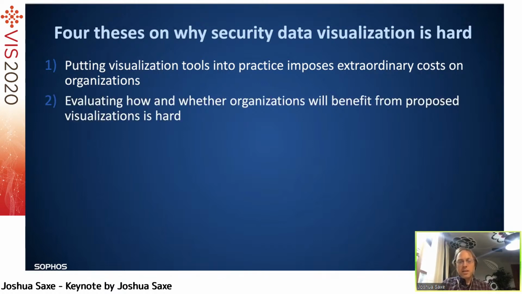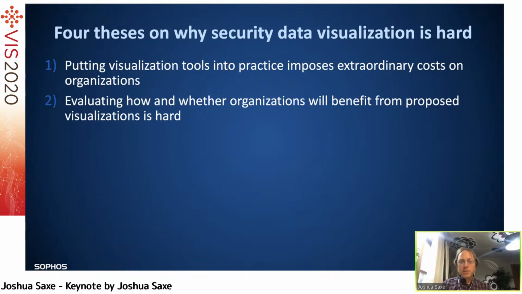Second, from where we stand as researchers, somewhat divorced from the field of practice, it's hard to evaluate how and whether organizations will benefit from our proposed visualizations. It's one thing to get users to give a thumbs up to visualizations in a controlled environment in a user study. It's another to convince a CISO or even a CEO that they should invest in a visualization in the context of their actual organization. And it's hard to see that as researchers.